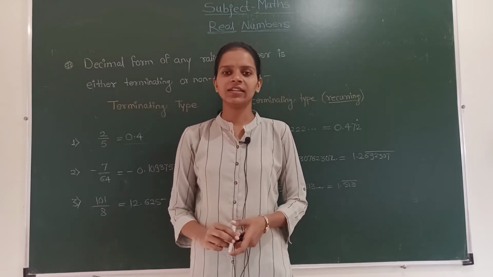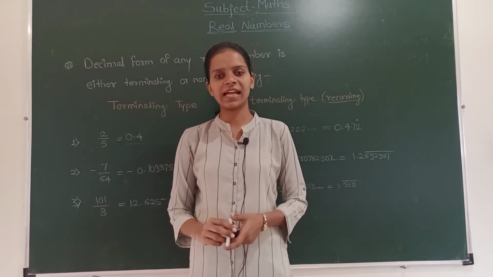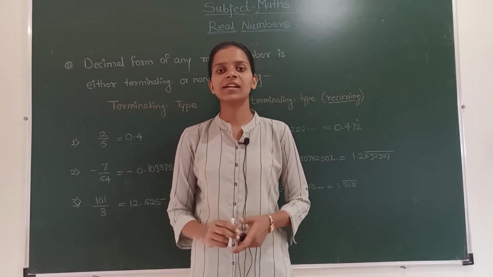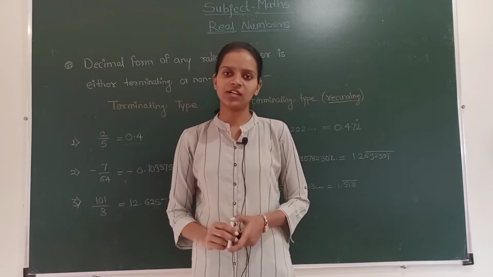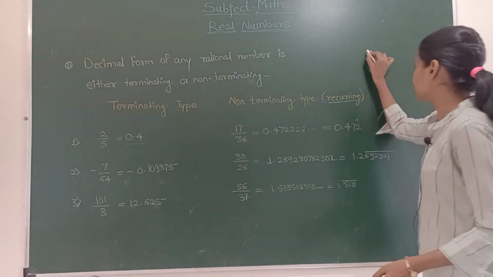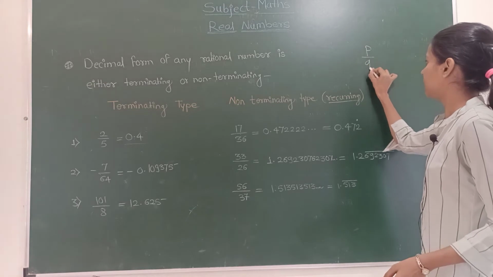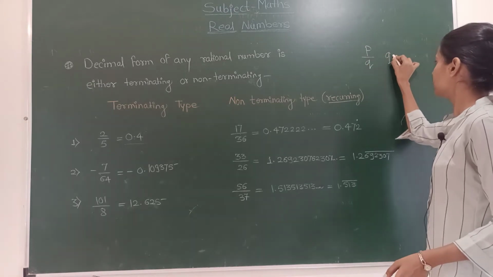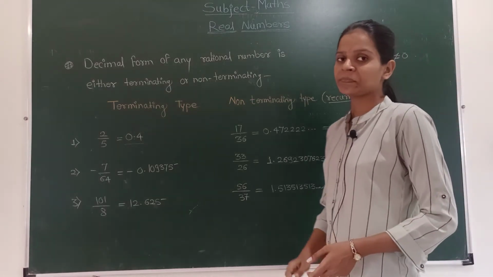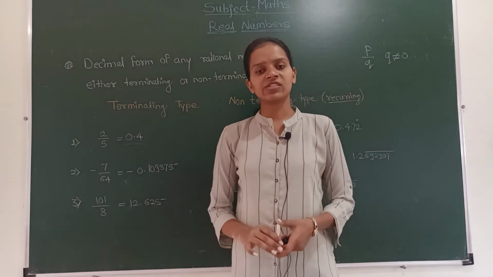Today we are learning your 9th mathematics chapter, that is real numbers. In the previous video we have studied the properties of rational numbers. Rational numbers are those type of numbers which come in the format p by q, where q is not equal to 0. We have studied the properties of rational numbers.